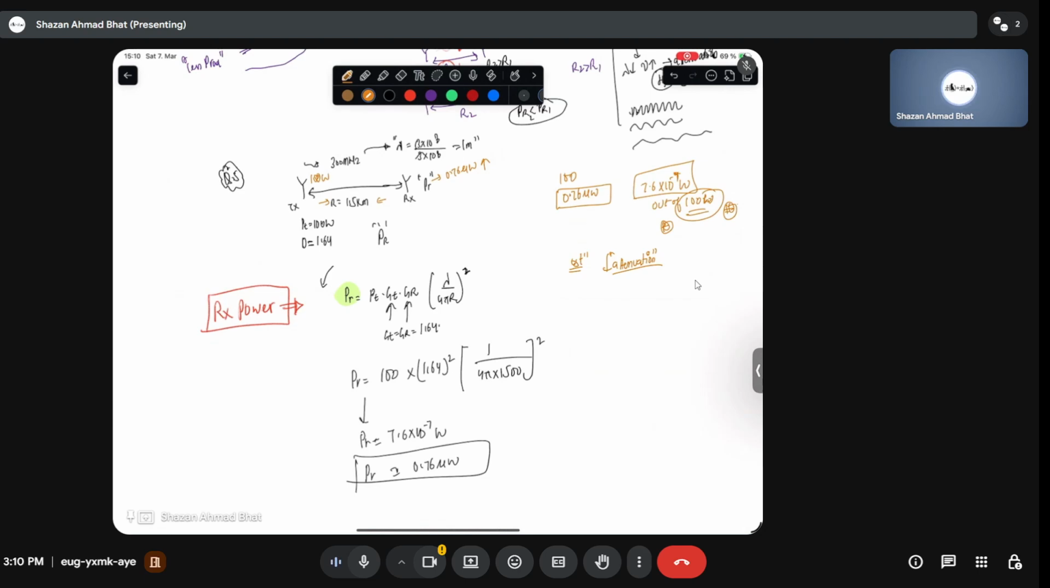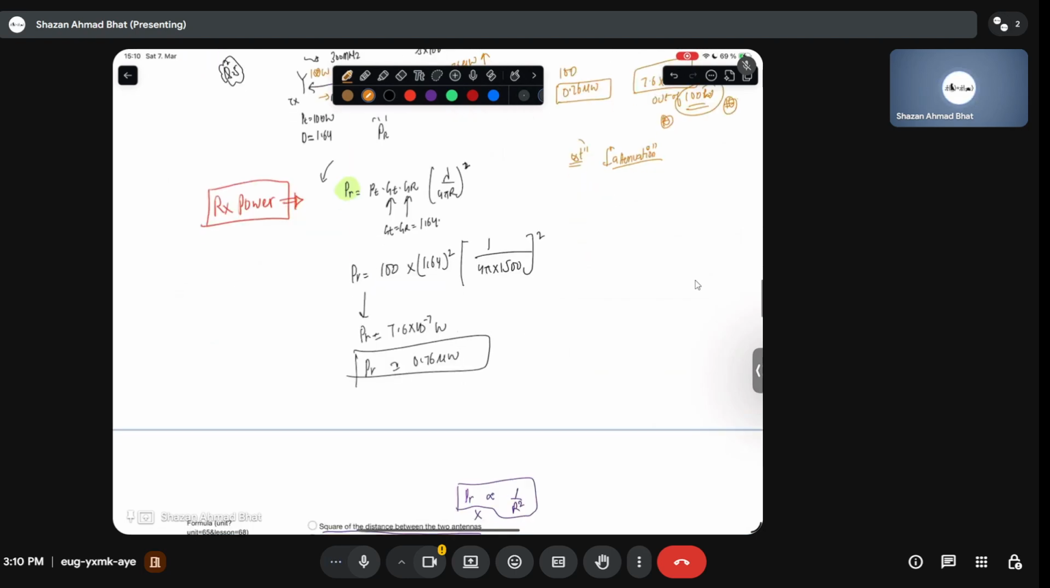It depends, obviously, upon the distance. That's why, because there's such a huge attenuation, you might have seen that you have base stations at a certain distance from each other. Let's say this is the receiving antenna, this is the transmitting antenna. Similarly, this is another base station, with its own transmitting antenna and receiving antenna.